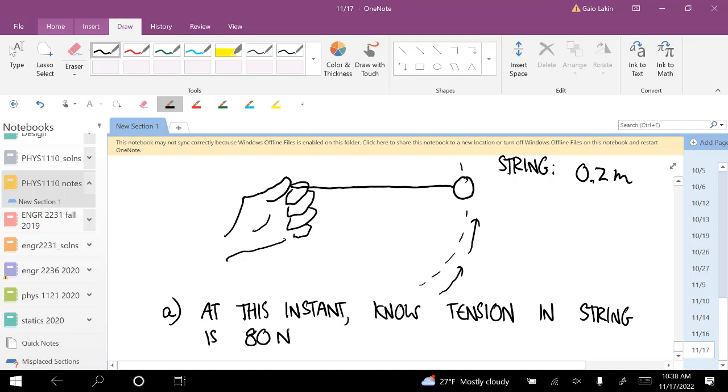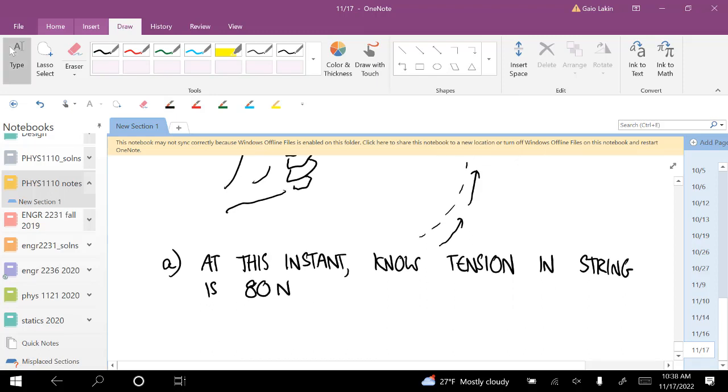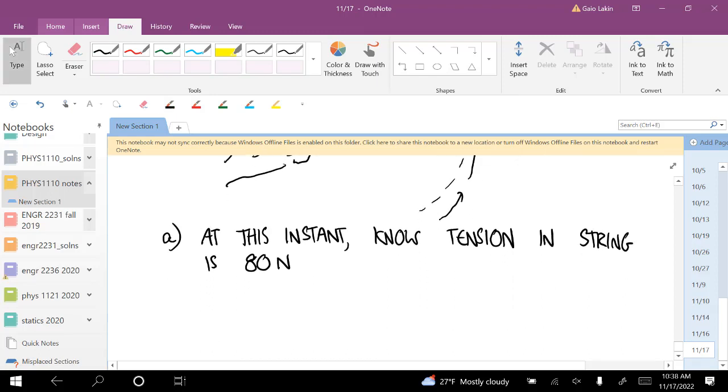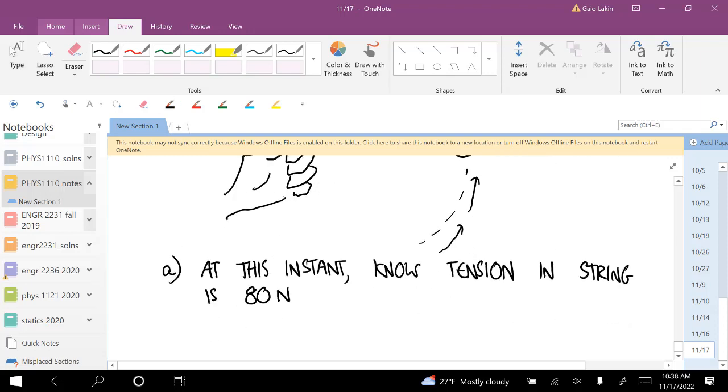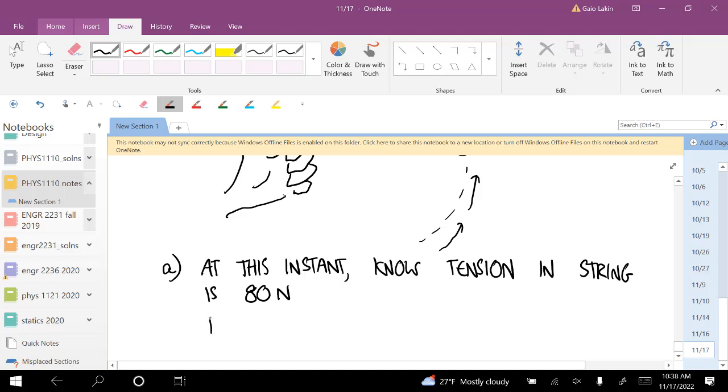How would you know that? By the way, is there any way to know that? You could have some kind of force measuring device at the end of the string that's measuring it, or you could have a spring and measure how long the spring is, and that would tell you the force, like a fish scale kind of thing. So say that at this instant, you know that the tension in the string is 80 newtons. The question is, how fast is the ball moving at that instant?